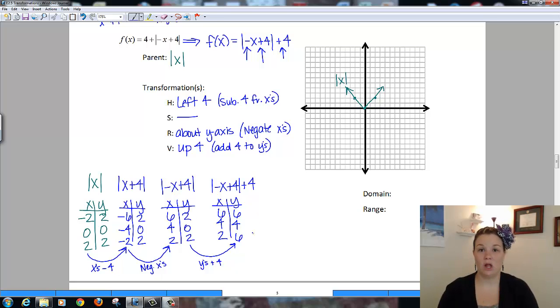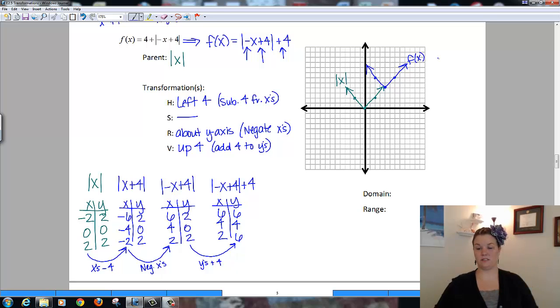So now I can go ahead and plot these points of my final table. So when x is 6, y is 6. Okay. When x is 4, y is 4. Okay. And when x is 2, y is 6. 1, 2, 3, 4, 6. All right. So I can see a good V shape. So I'm going to go ahead and connect them. I'm going to label this one my f of x.